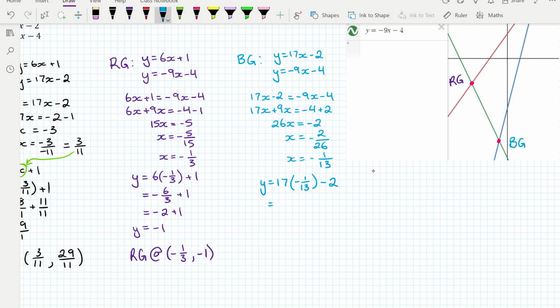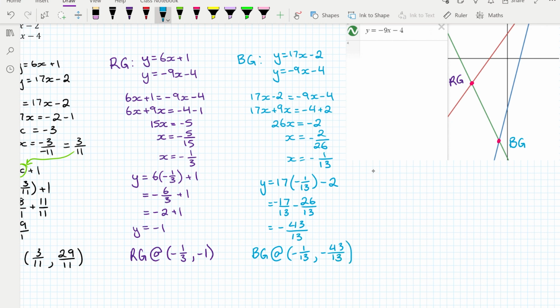Expanding and simplifying that one out, we end up with negative 17 divided by 13 minus, I'm going to switch this 2 to be a fraction over 13. So I'm going to make that 26 over 13. 13, not 12. And that's just so that I have equal denominators so that I can subtract these numerators nice and easily. So on the top there, we're going to have negative 17 minus 26, which is negative 43. So we end up with negative 43 over 13. And then that gives us that final coordinate where BG, so the blue line and the green line, intersect at the point where x equals negative 1 over 13 and y equals negative 43 over 13.